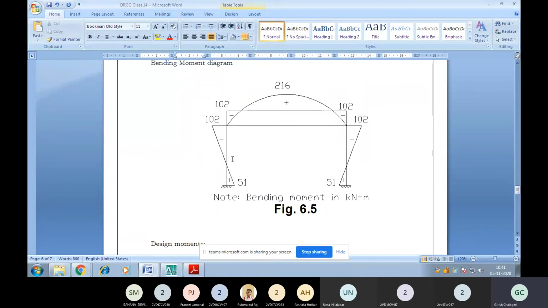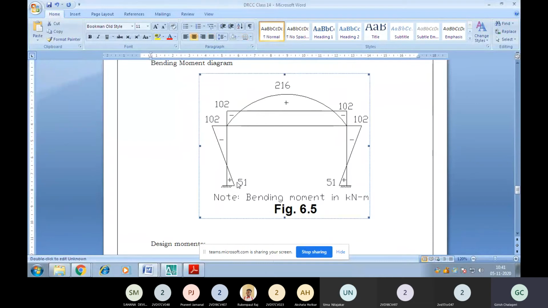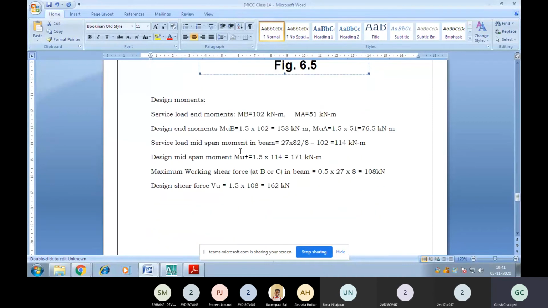For columns, the top moment will be 102 and the bottom moment at the footing level will be 51. This is regarding the moments I am telling. What about the shear force? When we design a column, we need to know the vertical force. The vertical force should be known as the UDL from the beam is 27 and into span 8. So WL by 2 will be the vertical force at the column point that we can see in the next step.